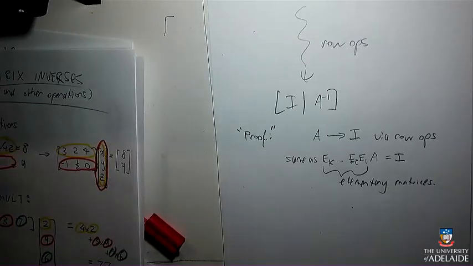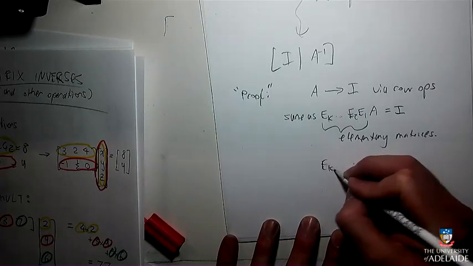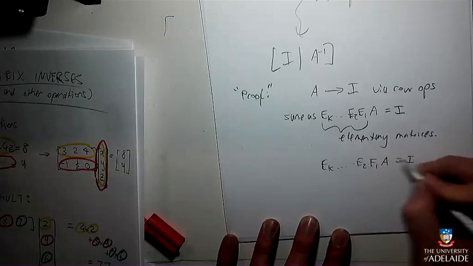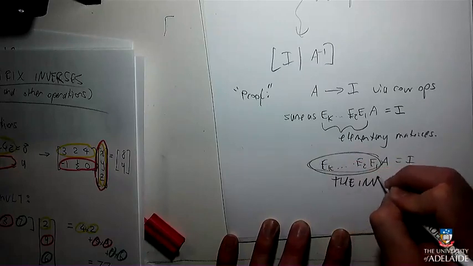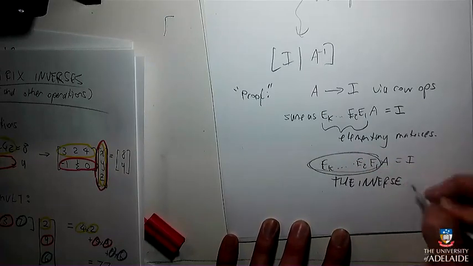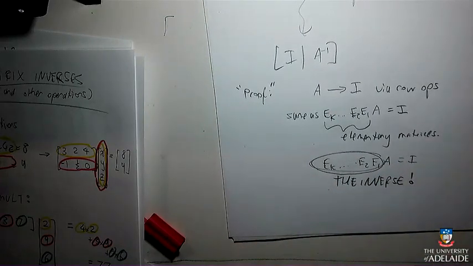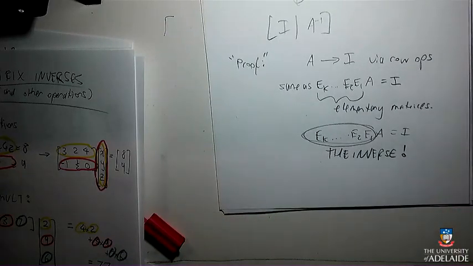Okay, but look, I'm going to rewrite this. I have matrix times A is the identity. This must be the inverse, because when I multiply it by A, I get the identity. Awesome! Okay. Now, watch this trick.